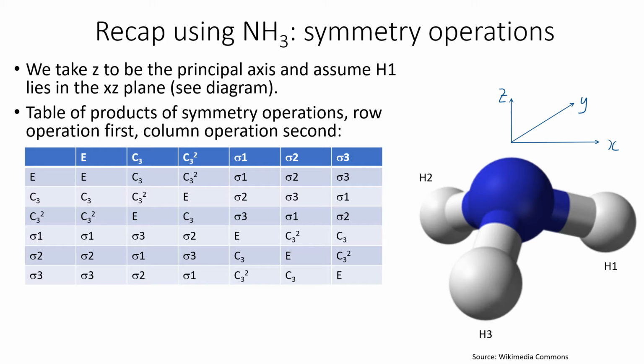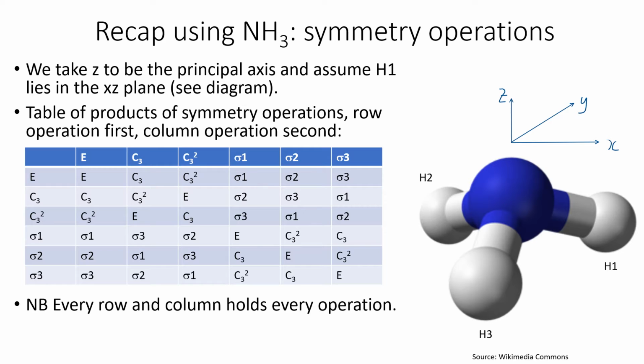And so that really takes us back to this thing as a kind of group structure, because in order to behave like a group, the product of any two operations has to be another operation in the group. And so we've seen that here with the sigma 1 followed by the C3. And then again, just looking at the table overall, we can see that if you go across any row it holds all of the operations occurring just once.